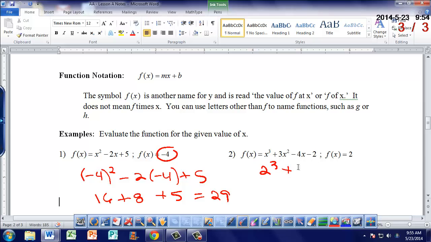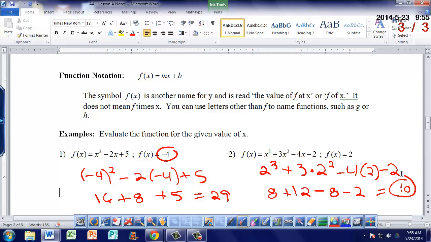Now this one's not so bad because you're plugging in a positive. So we have 2 cubed plus 3 times 2 squared minus 4 times 2 minus 2. Go ahead and do your multiplication, your exponents. So 2 times 2 times 2 is 8. Here I'm going to do 2 squared first, which is 4, and then 4 times 3. And then -4 times 2 is -8. And then we're going to go ahead and add across, adding and subtracting left to right, and we get 10.